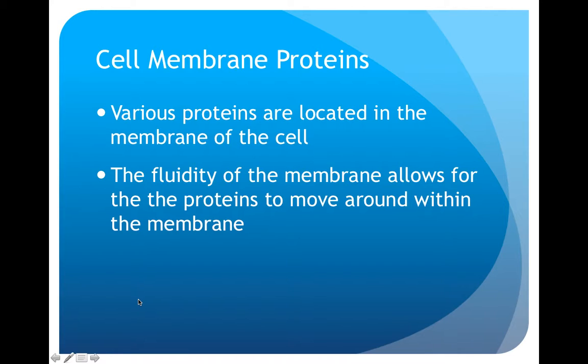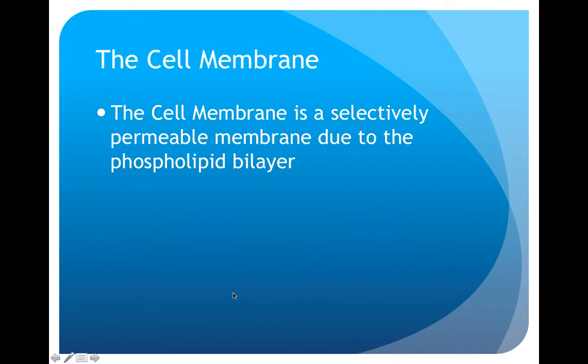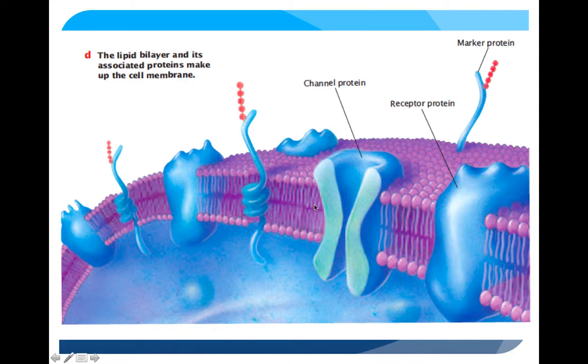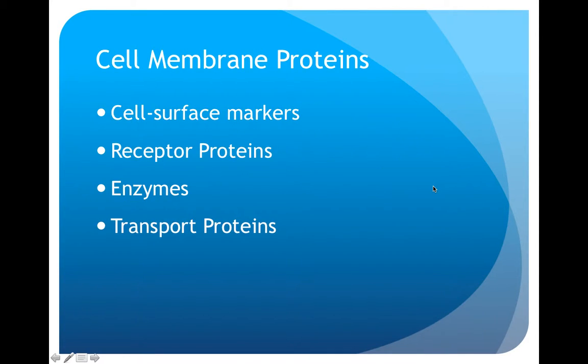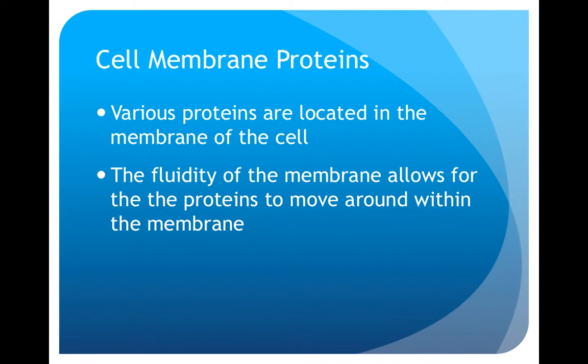Various proteins are located in the membrane of the cell. The fluidity of the membrane allows for these proteins to move around the membrane. So let me go back a couple pictures. Hold on. These are the proteins that we're talking about. And because the phospholipid membrane is fluid, these guys just float around like they're on an inner tube in water and go wherever they need to go. Okay.